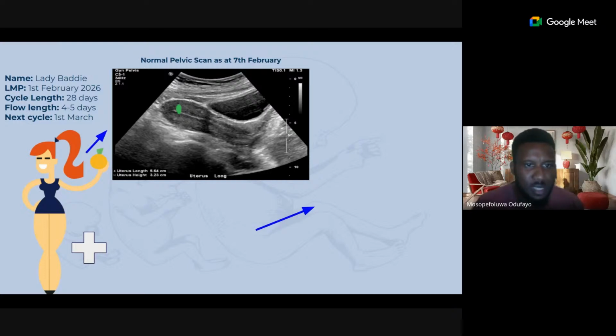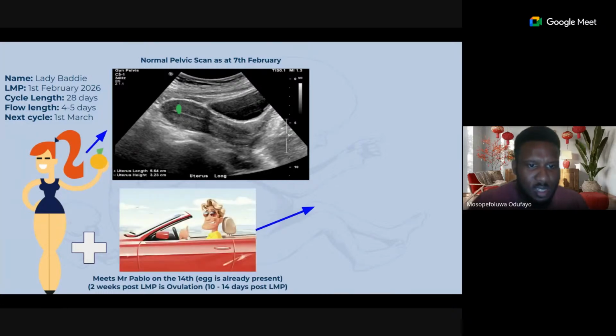Out of the excitement, she goes around, and then she meets this fantastic guy. His name is Mr. Pablo. Now take note, if her last menstrual period is about the 1st of February, then most likely she's going to be peri-ovulatory and ovulatory, maybe somewhere between the 10th and 14th of February. She meets Mr. Pablo on the 14th. It's most likely she had released an egg at that moment, but she was pretty much careless, so she didn't see that coming.